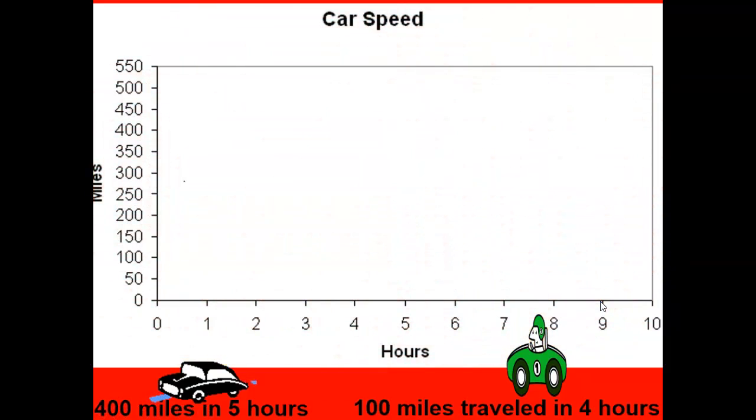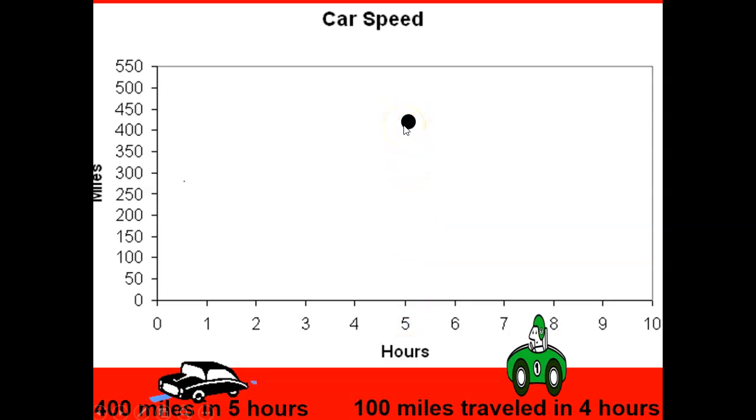Here we actually have two cars. Here's our green guy, and then we have another car, a black car. And I want to figure out, is this black car going faster or slower than the green car? So check this out. This black car went 400 miles in 5 hours. And I have a black dot here to match the black car. So I put the black dot at 400 miles in 5 hours. So that is his speed, that dot.